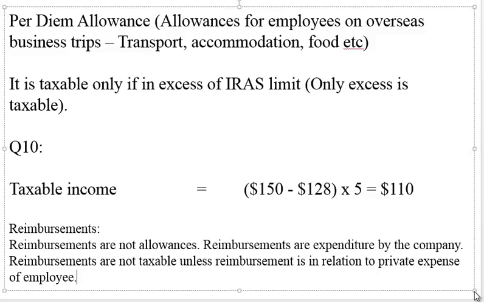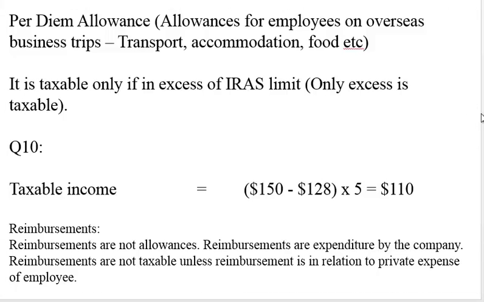So if I get paid for something I spend for myself, then it's taxable. If I get paid for something I spend for business, it's not taxable. Just a reimbursement. Okay, then in relation to this point, can you highlight something in your notes?